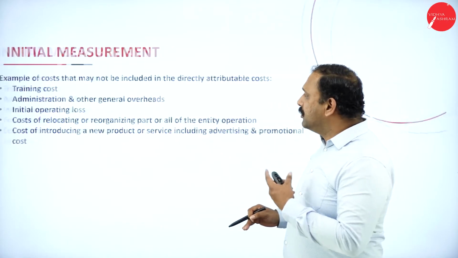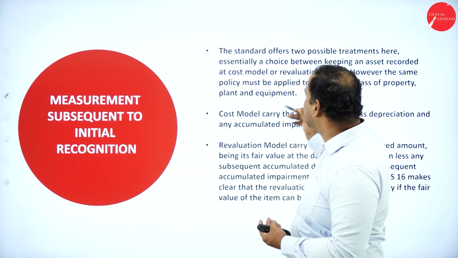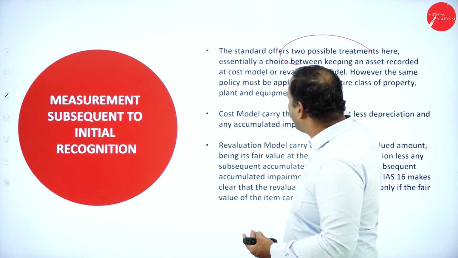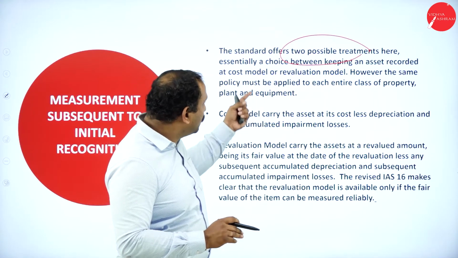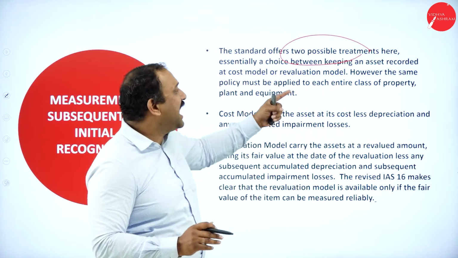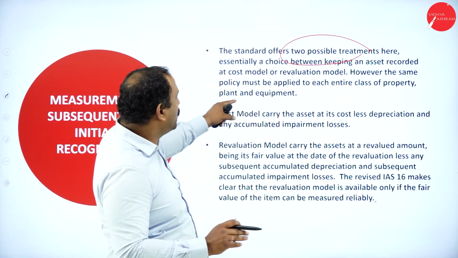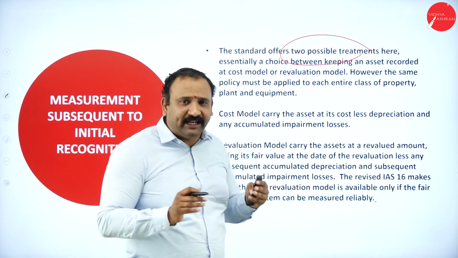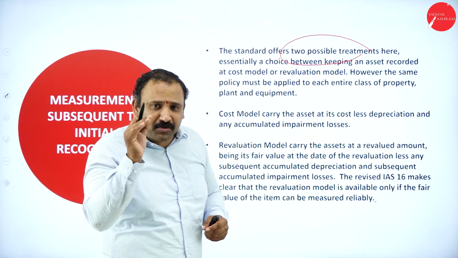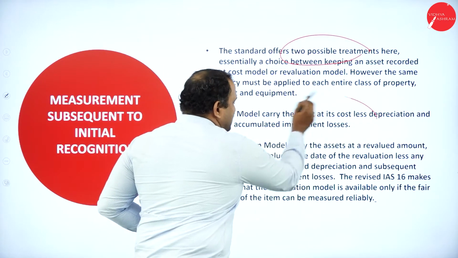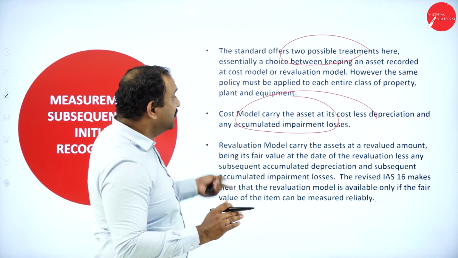Followed by the measurement subsequent to the initial recognition. The first thing is that the standard offers two possible treatments. Essentially, we have to make a choice: the cost model, where the asset is recorded at cost, and the revaluation model. However, we are going to apply the same policy to the entire class of property, plant and equipment. The cost model will carry the asset at cost less accumulated depreciation and less impairment together.